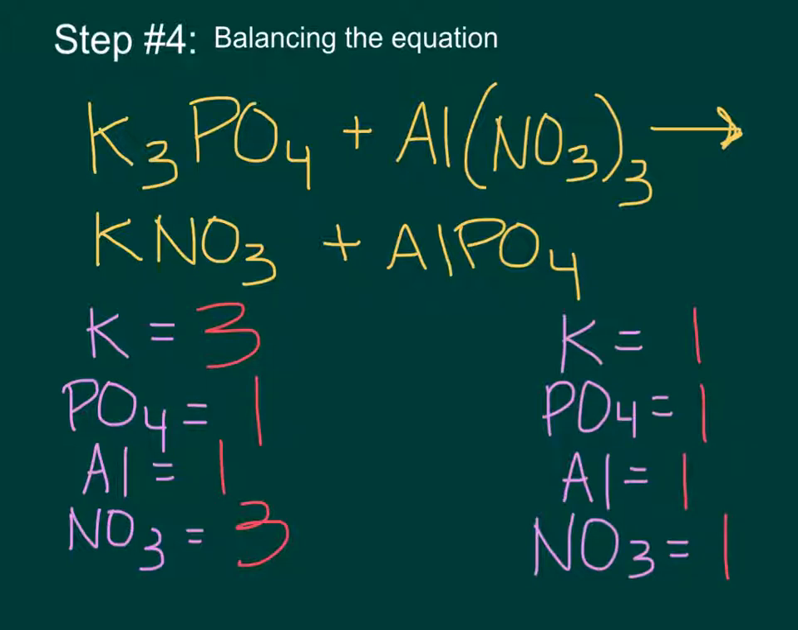As you can see, potassium and nitrate are not balanced. In order to balance these two elements, we must multiply them by 3. To do this, we have to put a 3 in front of this ionic compound. Now, this equation is balanced.